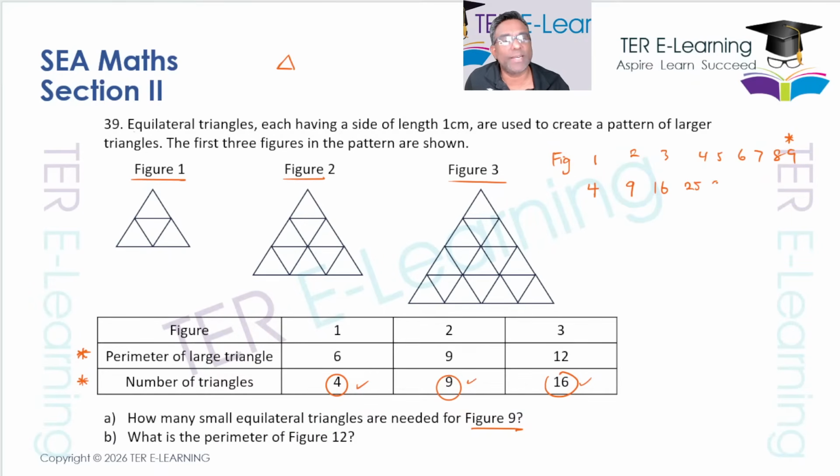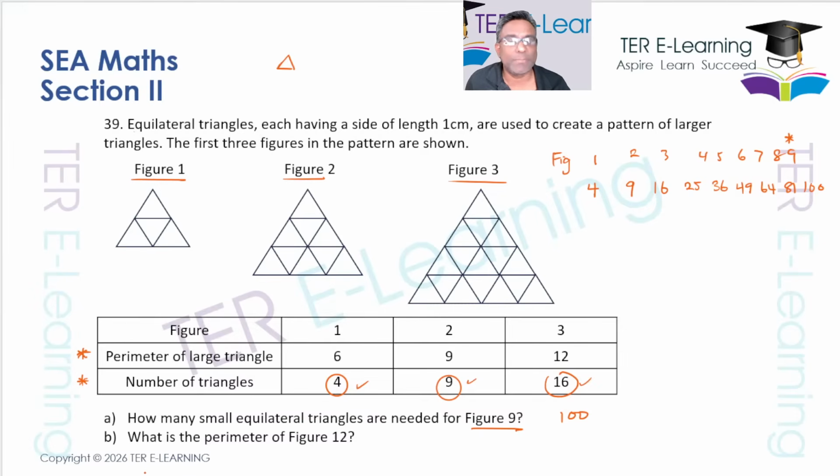Then what comes next will be 36, then 49. So 7 sevens are 49, 8 eights are 64, and 9 nines are 81. And 10 tens will give us 100. So the number of small equilateral triangles that we're going to need is 100. This is the answer for this part. I hope that makes sense. You're going to need 100 small triangles. All right, great, 1 or 2 people said they had that.